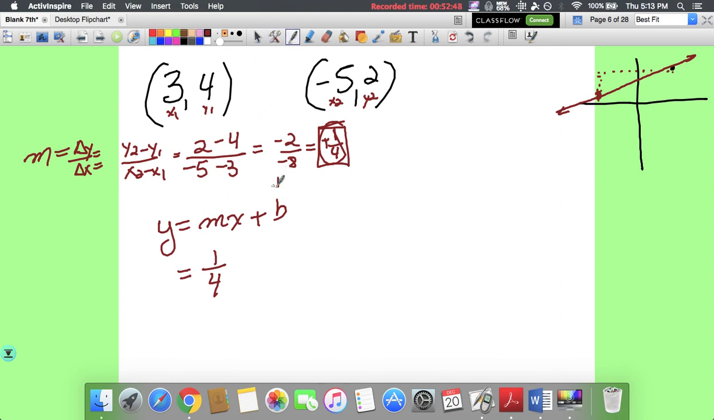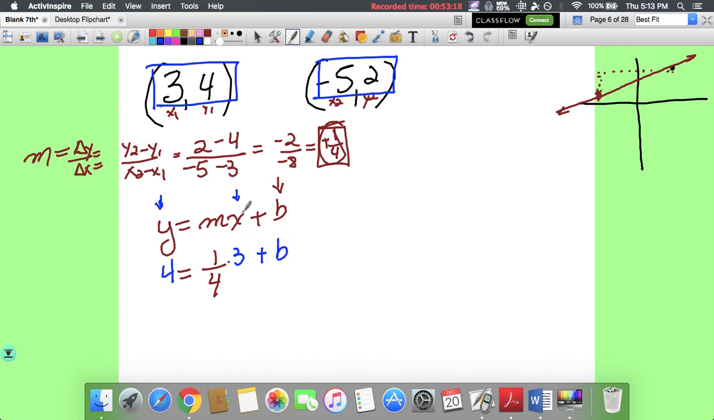I need to find this guy over here, b. Well, in order to find b, I need a y value and an x value, which I do have, either this one or this one, right? Given that this has negatives, let's not deal with negatives. Let's just use 3 and 4. So in place of the y, I can put a 4. In place of the x, I can put a 3.